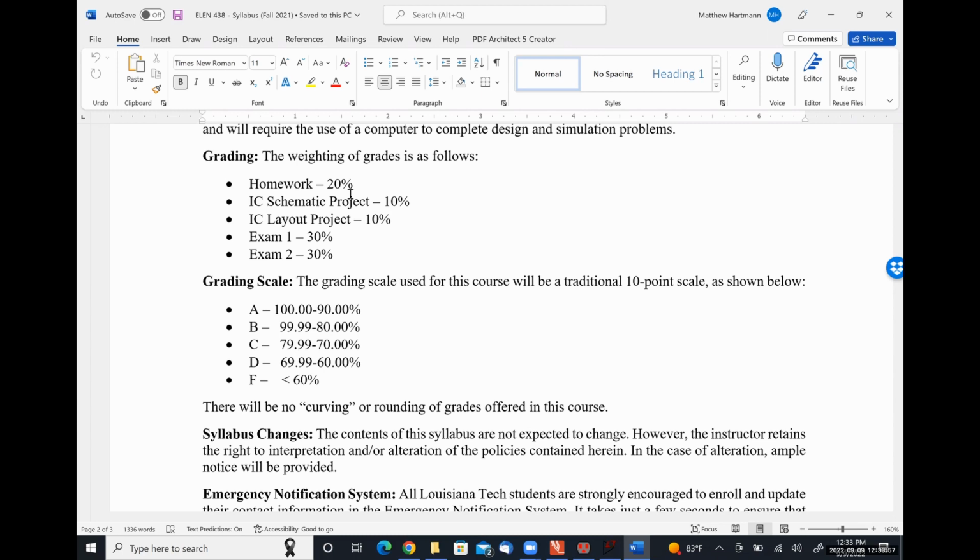All right, so now let's talk about what we're going to be doing in this class. The first several weeks are going to be spent talking about the CMOS fabrication process, but we're not going to talk actually about the fabrication process itself because that's what your ELEN 437 class is at least partly about.